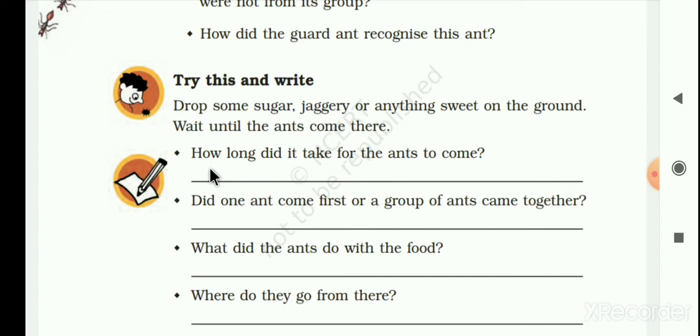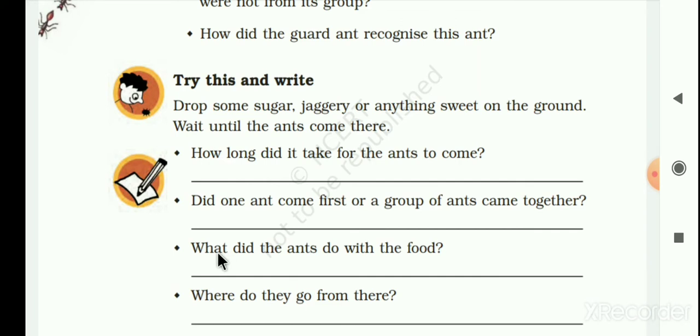You just have a look at what time it takes for the ants to come over there. Okay? You just note it down over here. Then, did one ant come first or did a group of ants come together? You just mark whether one ant comes first or a group of ants comes over there, and then write it down over here. If one comes, you write down one, and if a group of ants comes, then you write down that a group of ants comes.